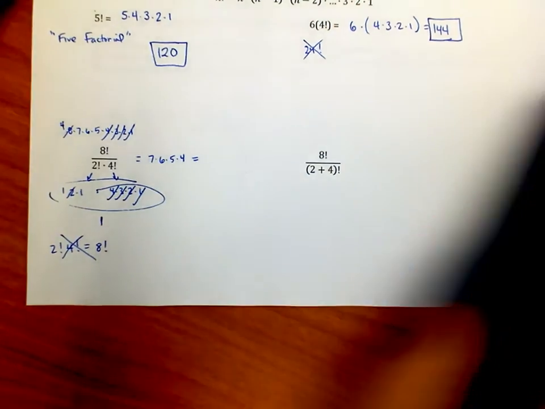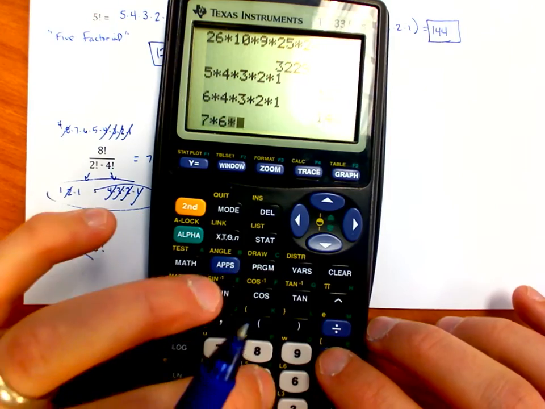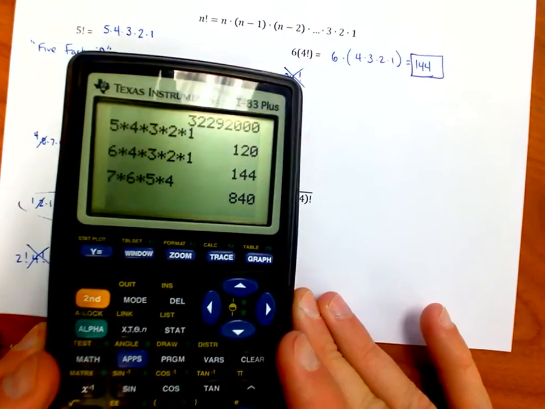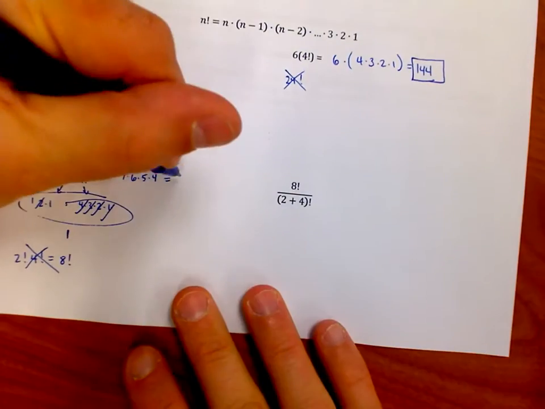Okay, what is 7 times 6 times 5 times 4? It's 840.